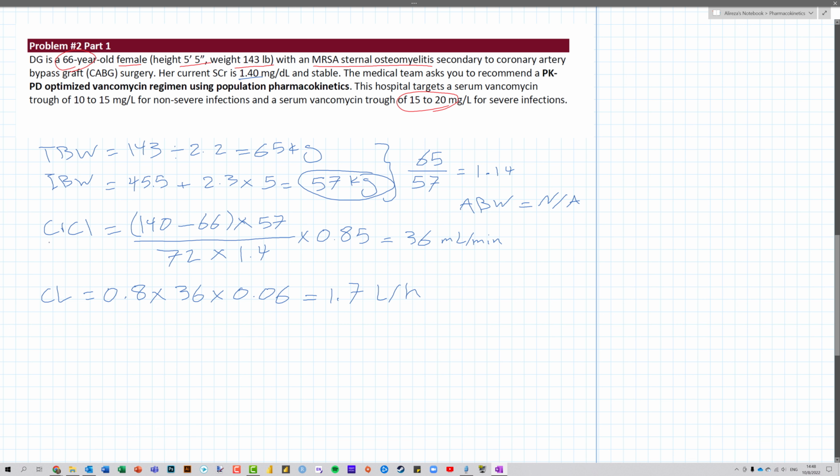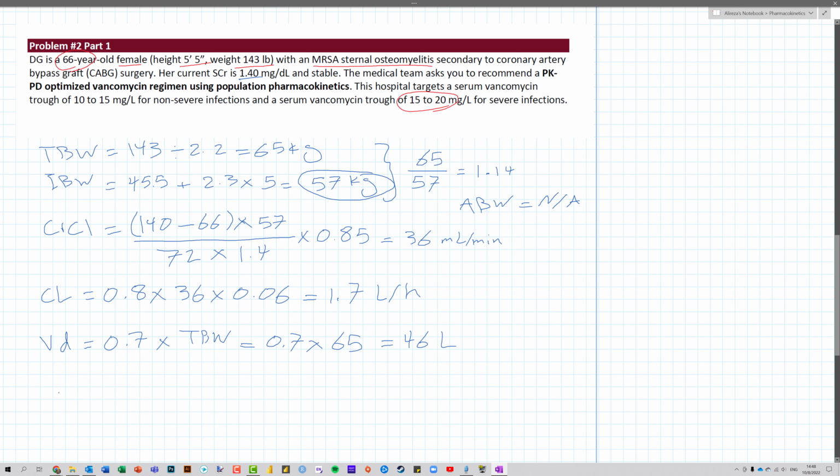That's vancomycin clearance. Next, we can do volume of distribution for vancomycin. Now, nothing in this problem indicated that the patient is either dehydrated or has fluid retention, so we're going to use the average of 0.7 times total body weight. Again, total body weight. Make sure you use the correct weight. So this is 0.7 times 65, which would give you 46 liters. So this is volume of distribution.